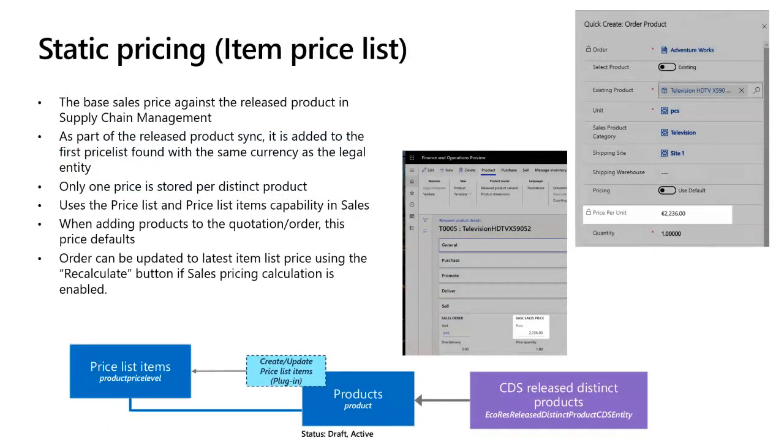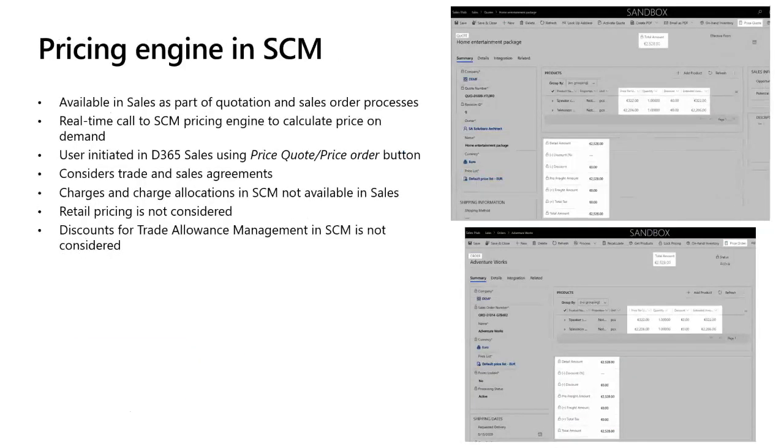So with the item price list, I've gone through most of these. As I mentioned, it's defaulted on the order, sorry, the order and the quote when you create the product or the line, and that can be set in supply chain management as well against the release product. The pricing engine in supply chain management.